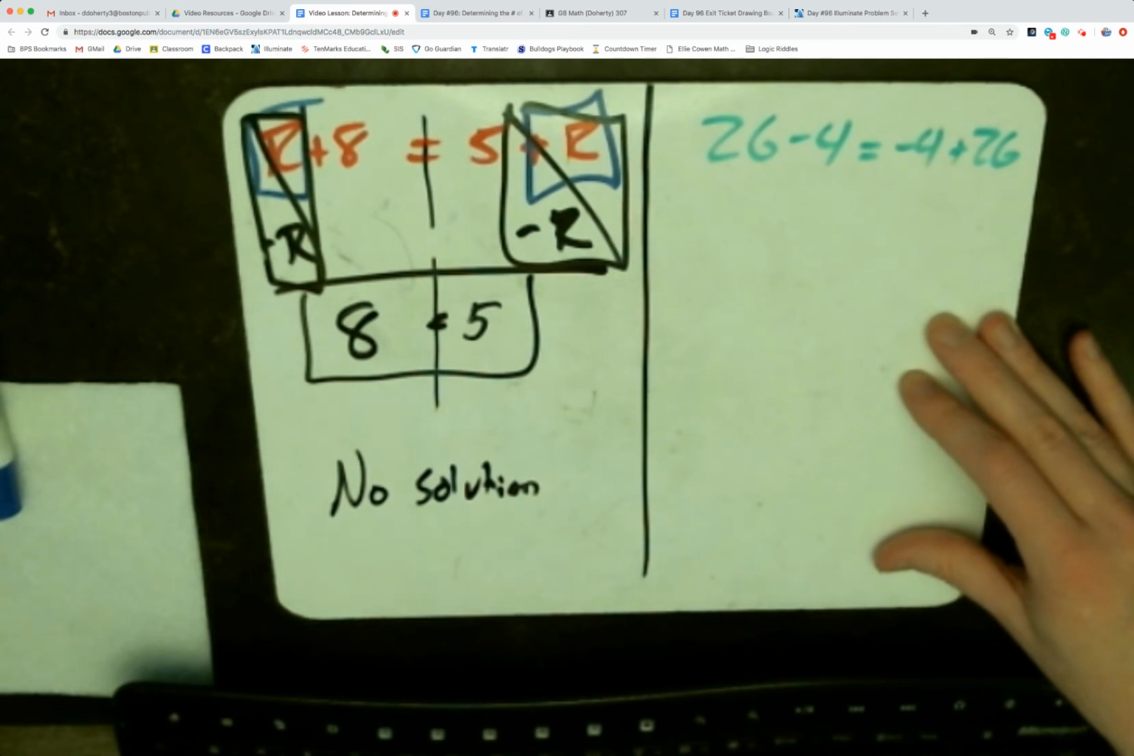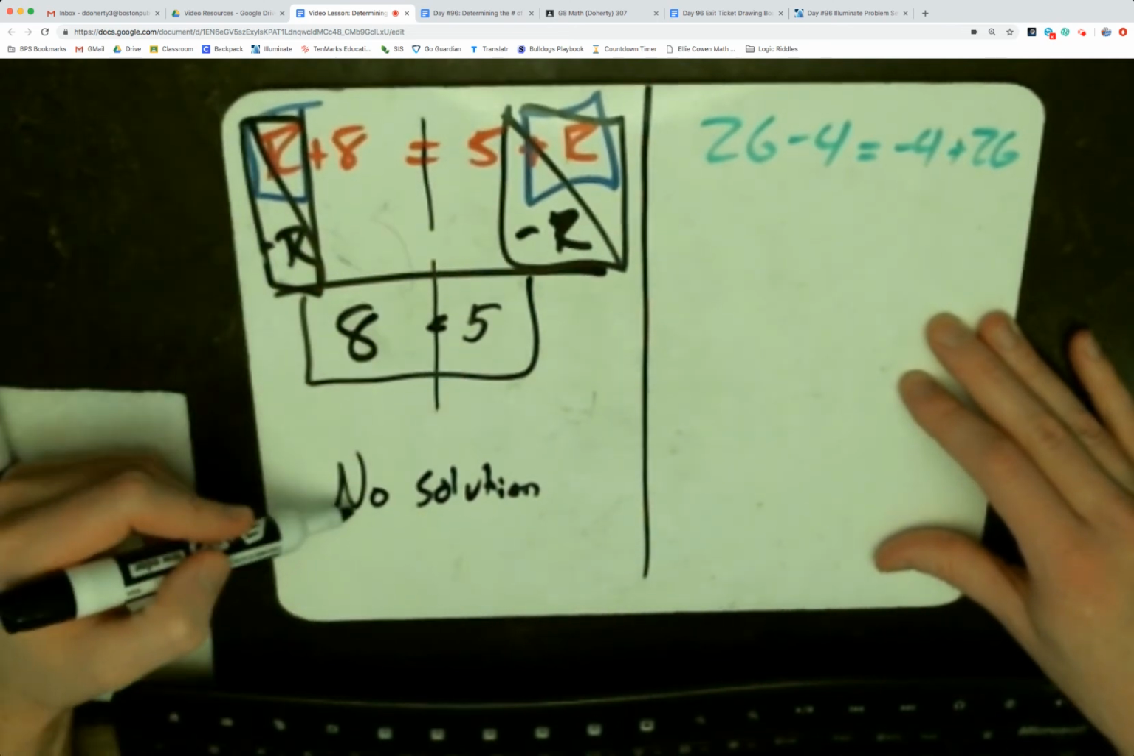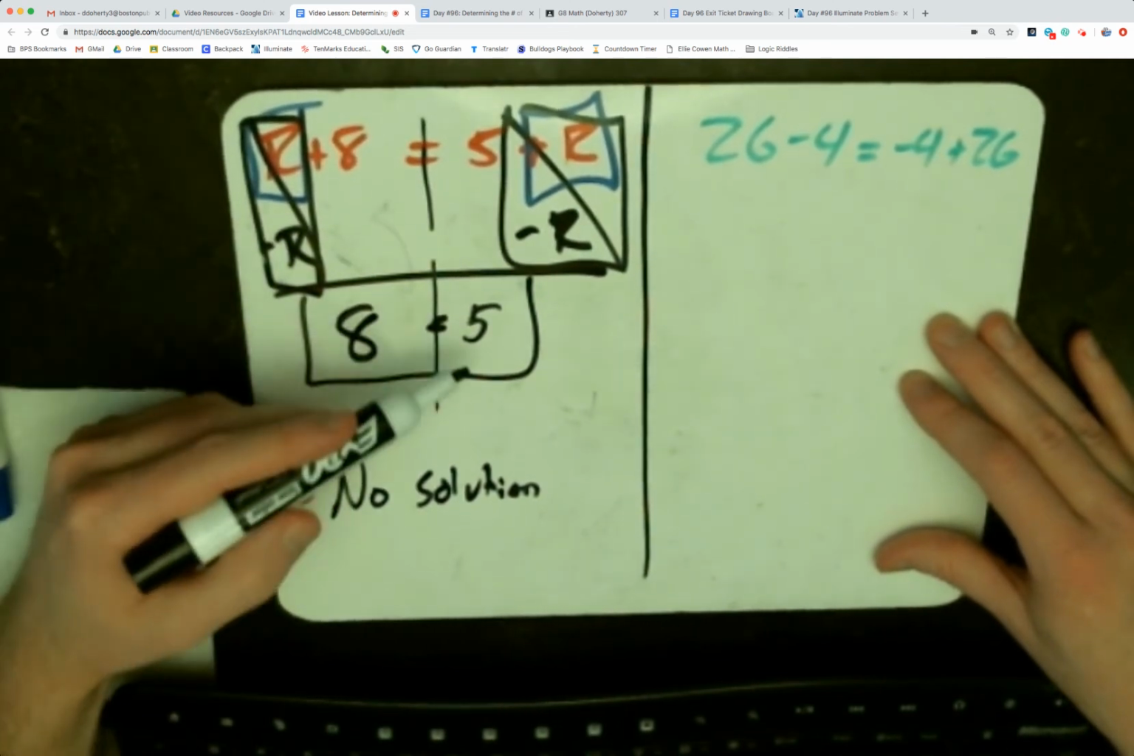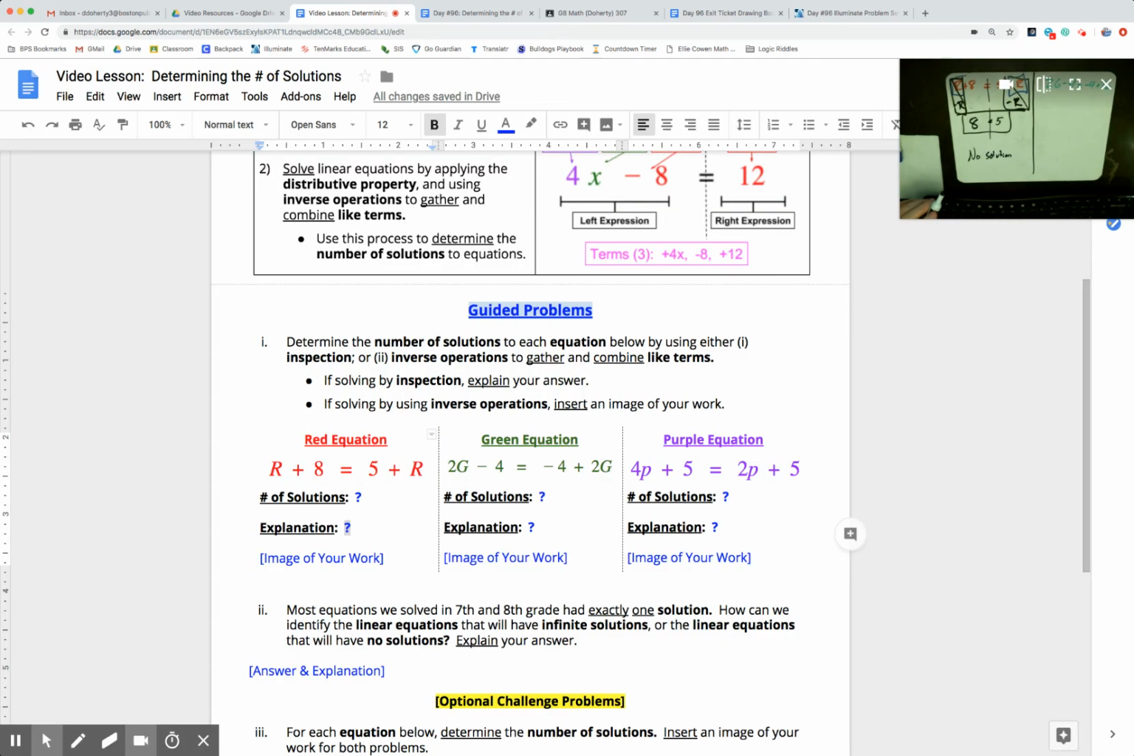So when we try to solve an equation and we see the variables disappear as we try to gather them, one possibility, if it's left with a false statement, means no solutions. The next one we're going to take a look at, the green equation and the purple equation. Take a look at the green equation here. 2g minus 4 is equal to negative 4 plus 2g. How many solutions are we going to get for an equation like that?